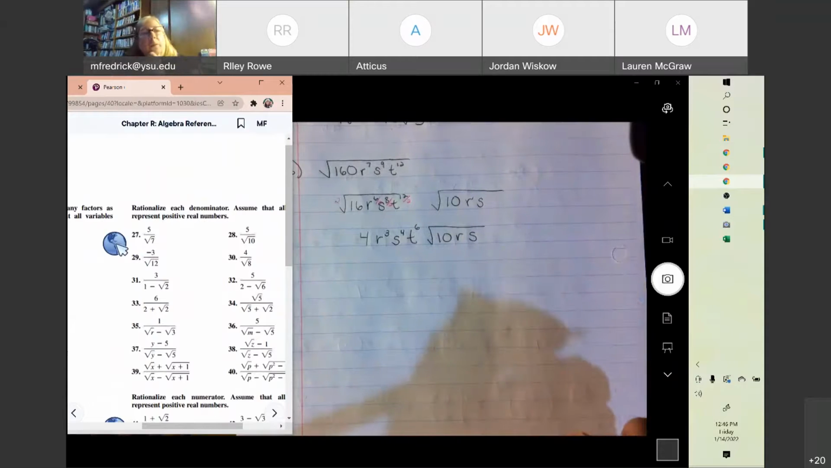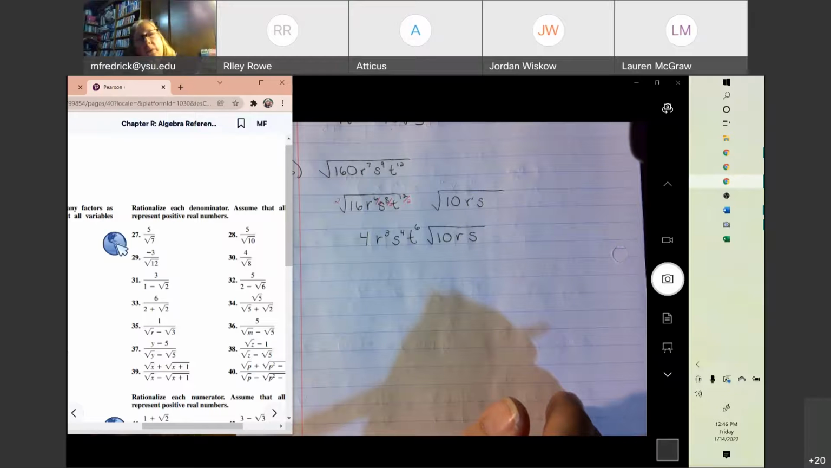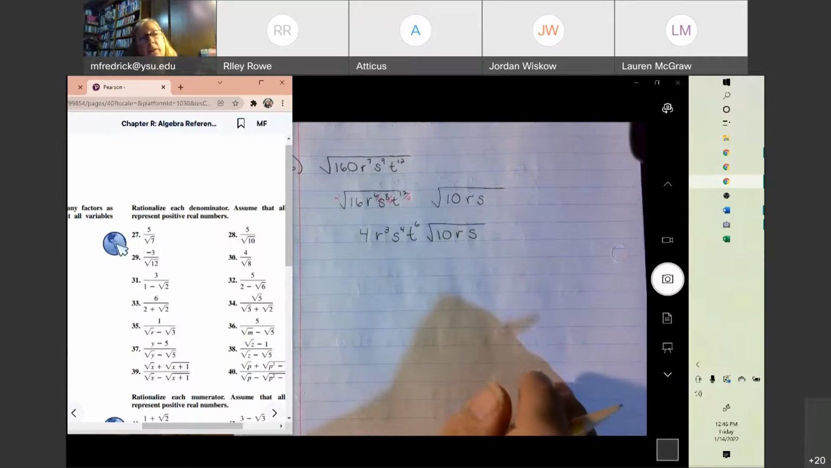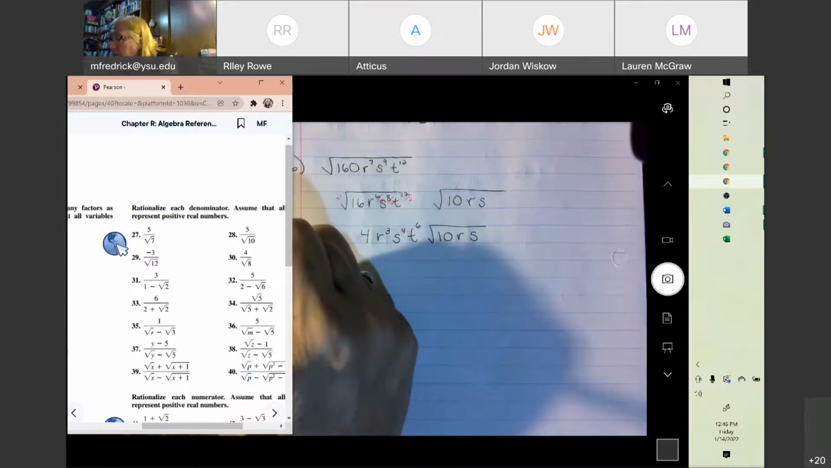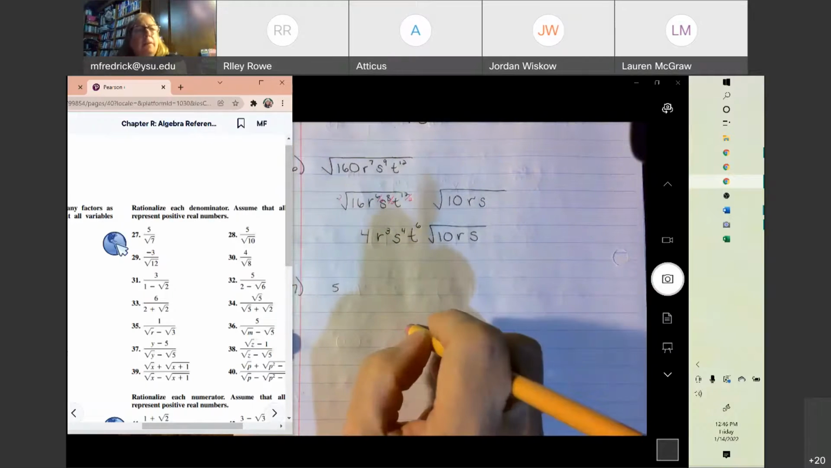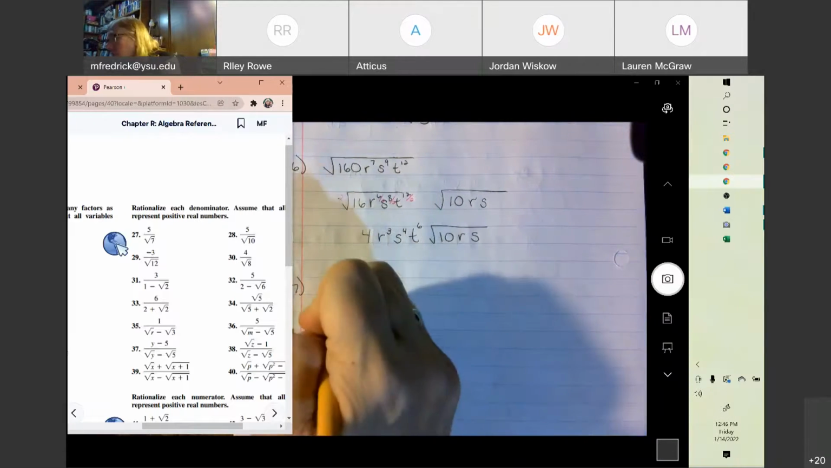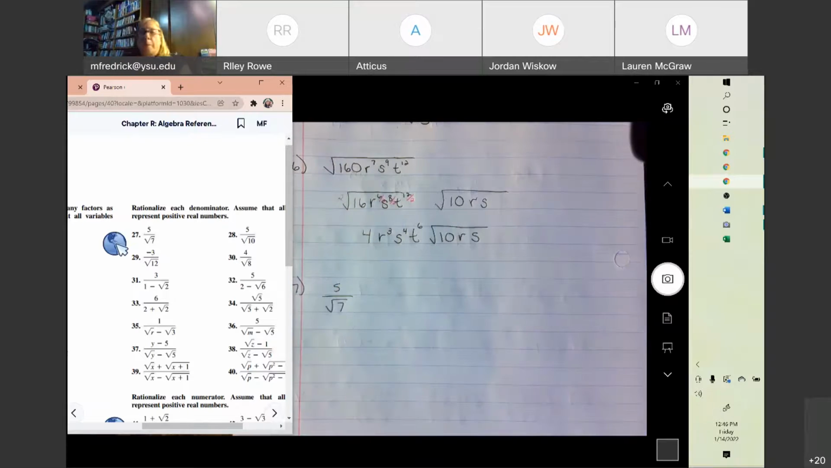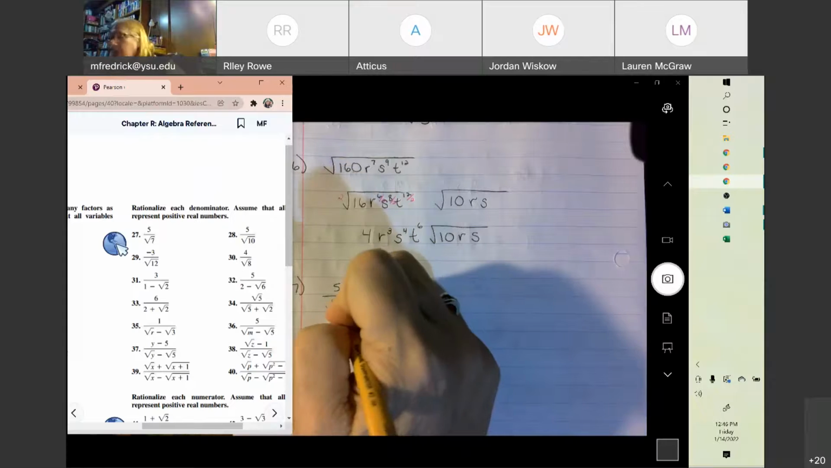The other important part in this section is rationalizing the denominator. Rule of thumb, you should never leave a square root in the denominator. So if we look at 27, it is 5 over the square root of 7. Just like you don't leave a negative in an exponent, you don't leave a radical in a denominator. So we need to simplify this.